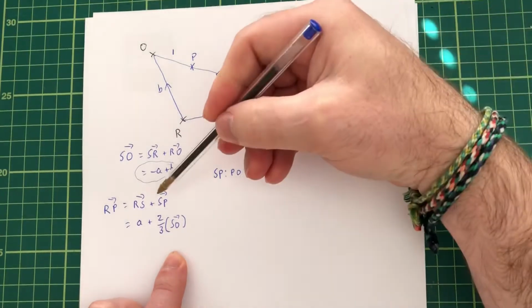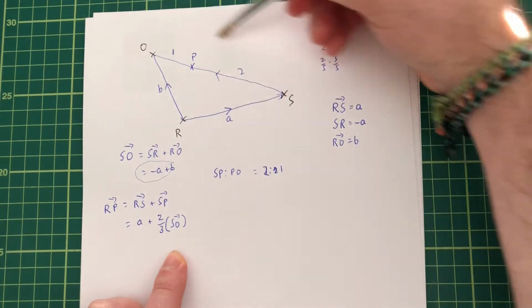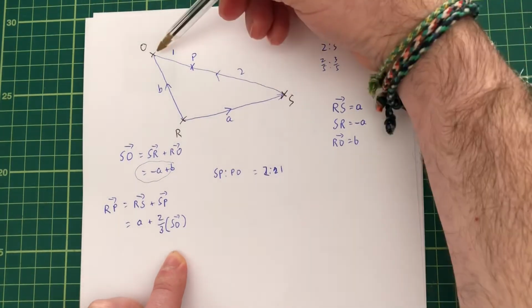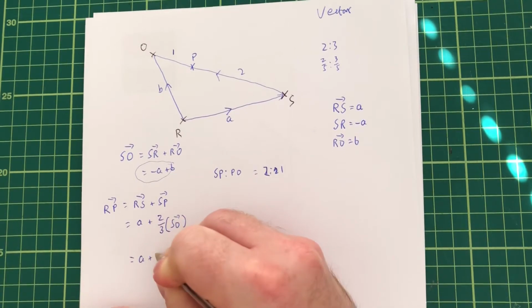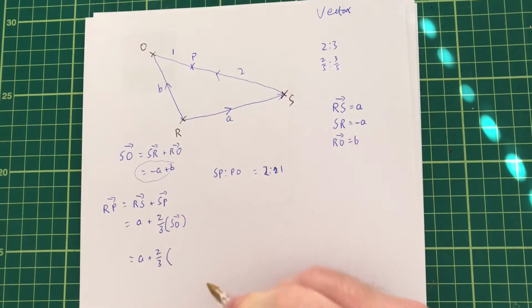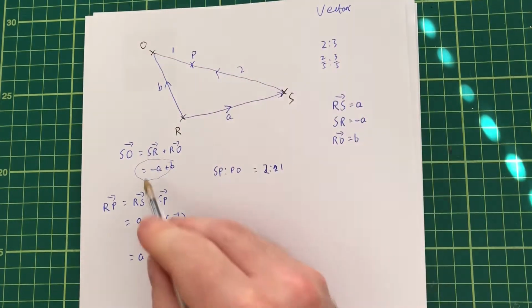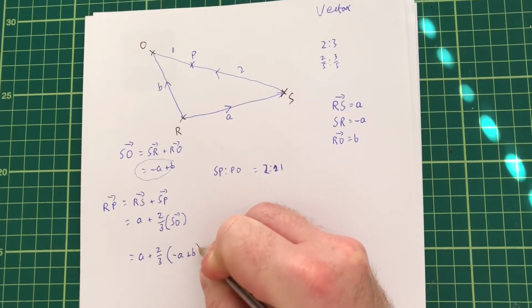So I'll go through that again. I've substituted S to P, which I know is 2/3 of the whole road. Then I can substitute in, and this is why this method, writing out your method in full, is quite important because there's a lot going on. So S to O I have worked out is minus A plus B.